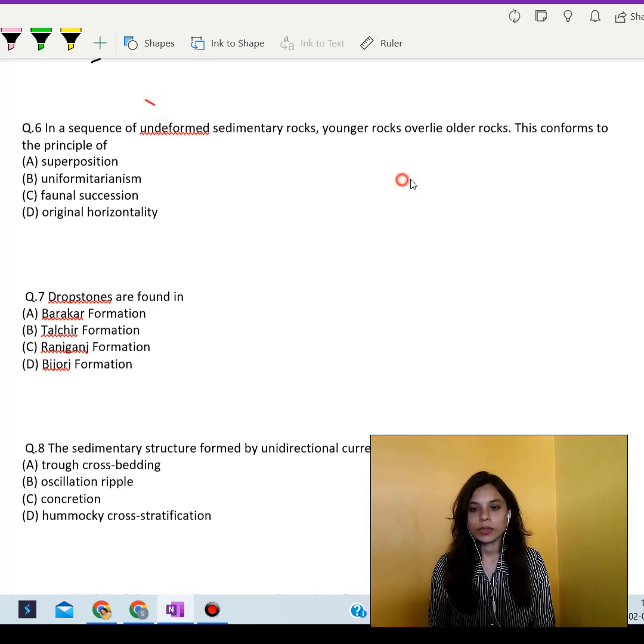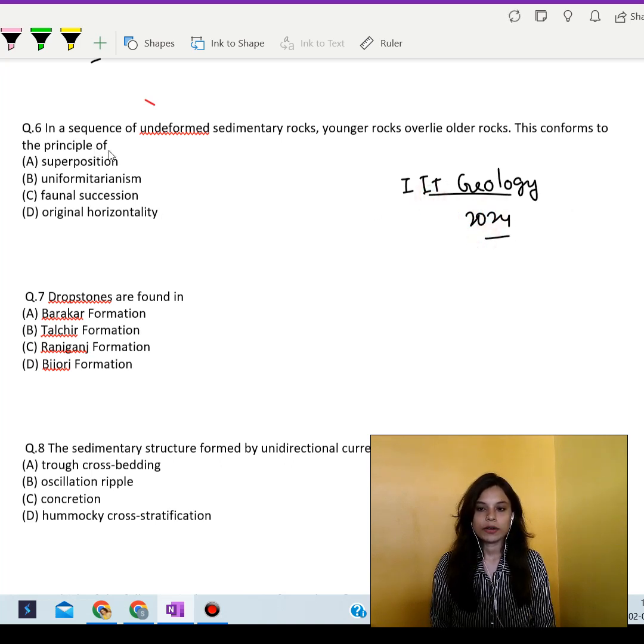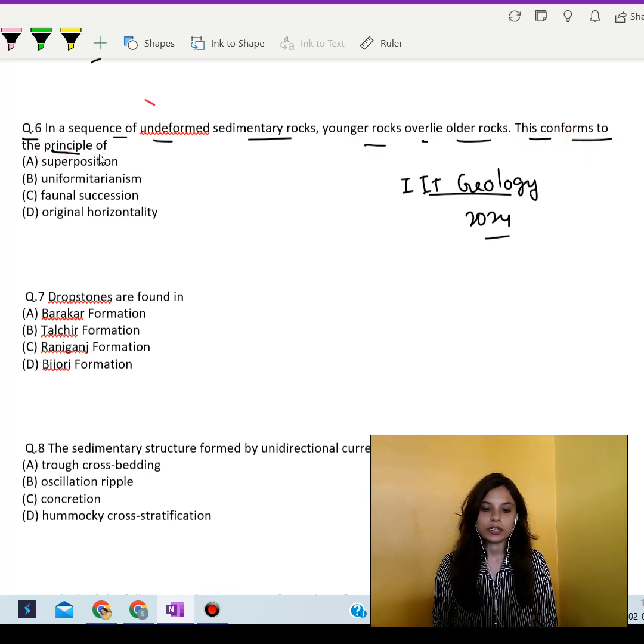In today's video, we are solving the IIT JAM Geology paper of 2024, and here we are going to solve around 5 to 6 questions. The very first question says, in a sequence of undeformed sedimentary rocks, younger rocks overlie the older rocks. This conforms to the principle of what?